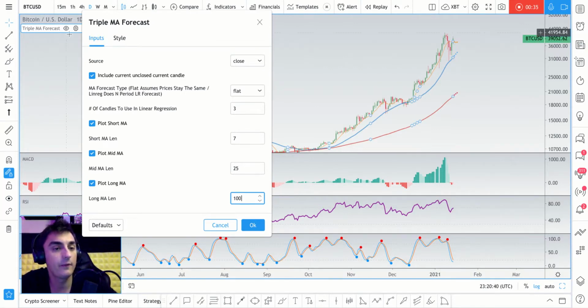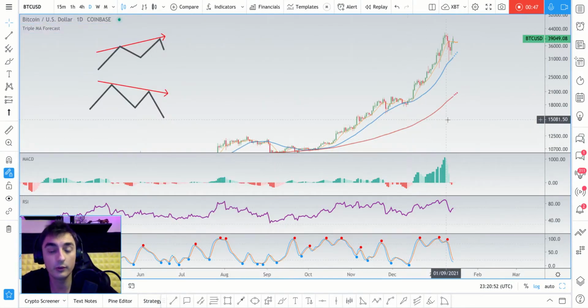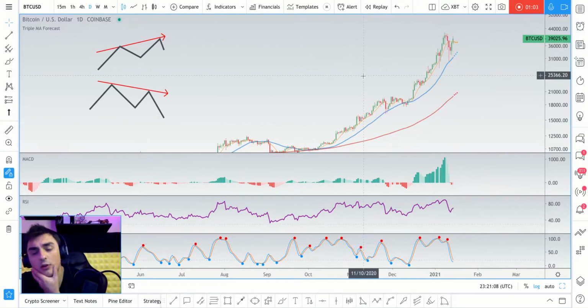And this indicator, triple MA forecast, also allows you to use some kind of forecasting feature. I mean, it is interesting at least. Maybe it is also useful. So below the chart, I have a MACD histogram, I have RSI, and I have stochastic RSI. These indicators are well known and they are very, very reliable.